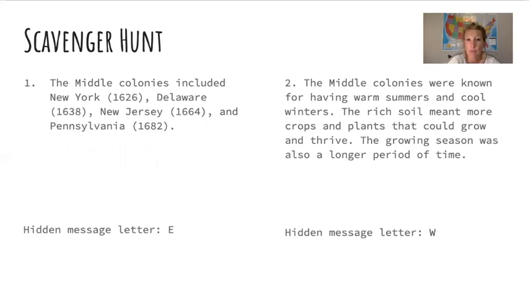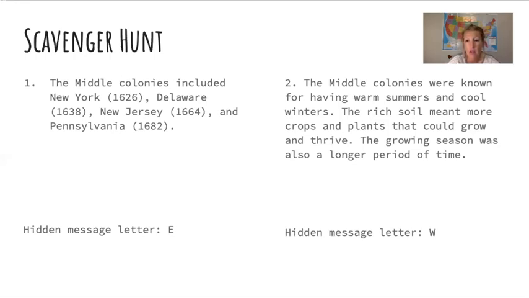Number 2. The middle colonies were known for having warm summers and cool winters. The rich soil meant more crops and plants that could grow and thrive. Their growing season was also a longer period of time. So because they had warmer summers, they had a longer growing season.